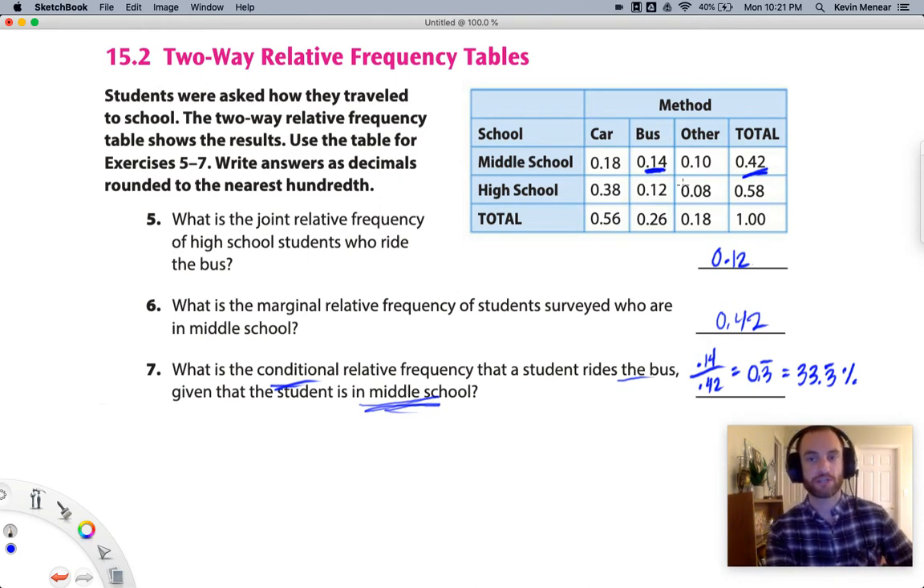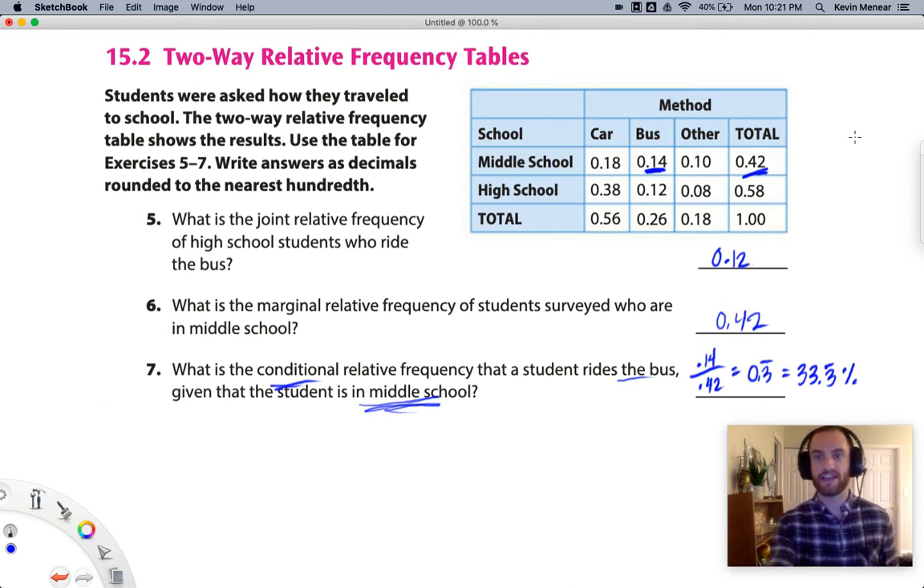And the question is why? Well, think about it like this. If, let's say, there were 100 students surveyed, then I just multiply everything by 100. It would be 18 middle schoolers rode the bus, 8 did other in high school, 38 rode a car. I'm sorry, 18 middle schoolers rode a car, 38 high schoolers rode in a car. There were 26 bus riders in total, 58 high schoolers in total. So if there were 100 students, then everything would just be multiplied by 100. And the most important thing is everything would be multiplied by the same number.